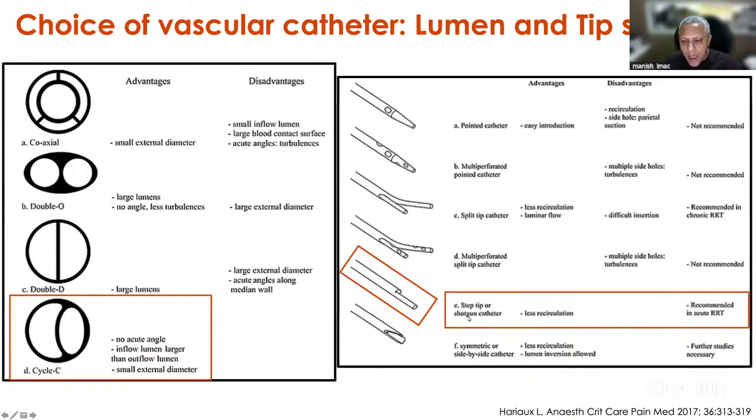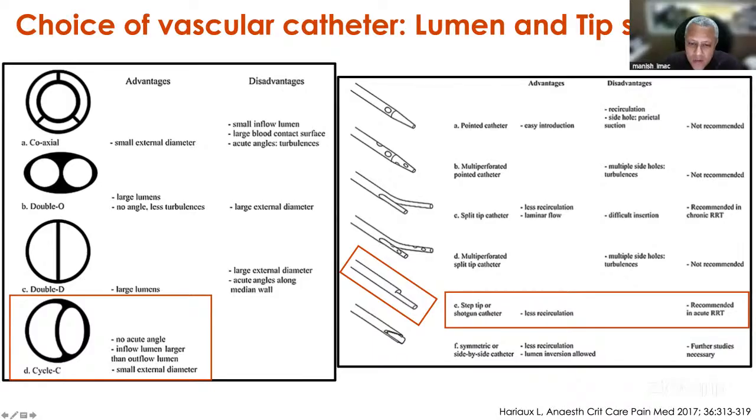This is a catheter where you can see that there are two lumens which are a bit further away, almost like 2 to 3 centimeters away from each other. And these catheters have been associated with the least amount of recirculation. If you had the option, these would be the catheters that are recommended for acute RRT.